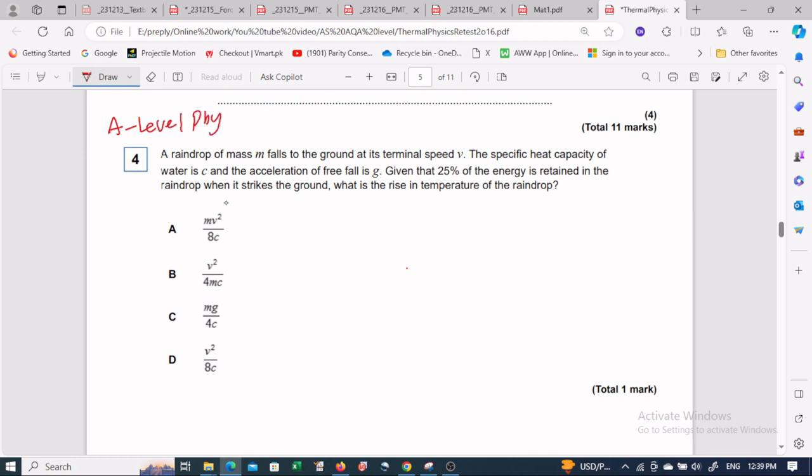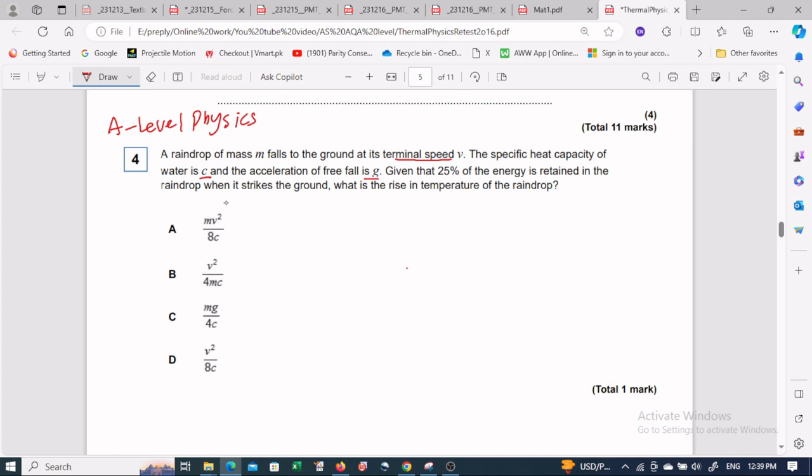A-level physics. Okay. A raindrop of mass m falls to the ground with its terminal speed, and the specific heat capacity of the water is C, and acceleration of free fall is g. Given that 25% of the energy is retained in the raindrop when it strikes the ground, what is the rise in temperature? So first I will explain the terms.